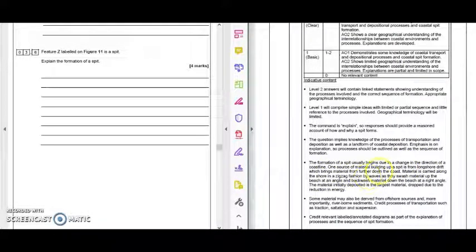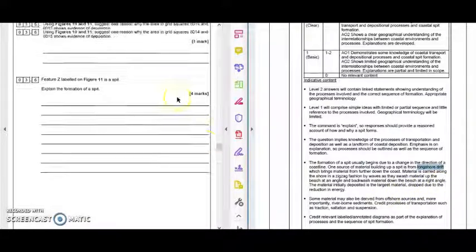One source of material building up the spit is from the key phrase longshore drift, which brings material from further down the coastline. Material is carried along the shore in a zigzag fashion by the waves as they swash material up the beach at an angle which is the same as the angle of the wind, and the backwash material back down the beach at a right angle, which is determined by gravity.